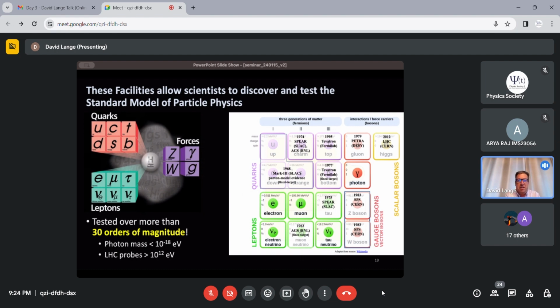Here's again the three families of fermions, quarks and leptons: up, down, strange, charm, top and bottom, and then the force carriers that I talked about at the beginning of the talk. What's mapped on top here is which facility each one was discovered at, and you can see that, in the end, facilities typically make one really important discovery each, and then you move to another facility either to study what you've just discovered or discover the next interesting particle.